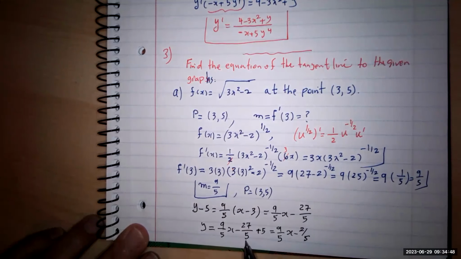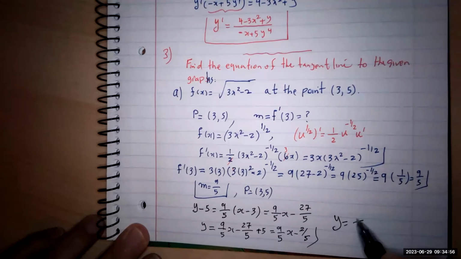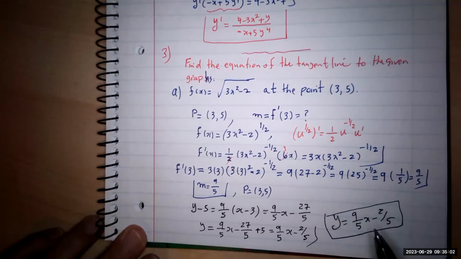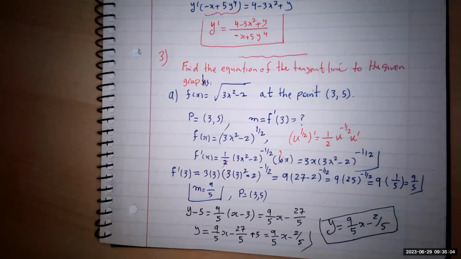5 times 5 would be 25, positive 25, negative 27, that gives you negative 2. So this is it, the tangent line. It's going to be 9/5 x minus 2/5. This is going to be the equation of the tangent line to the given graph, and then we're done. Any question?